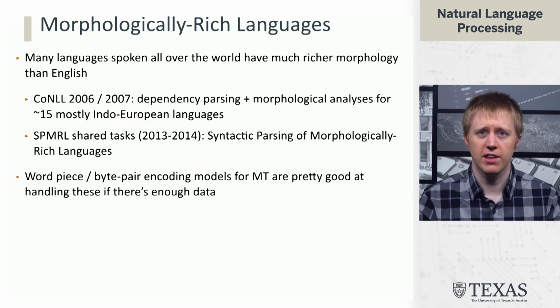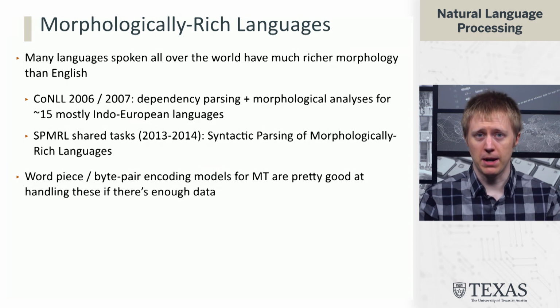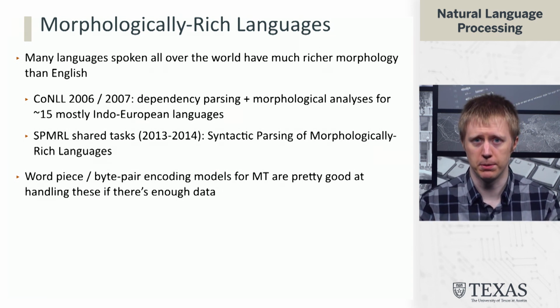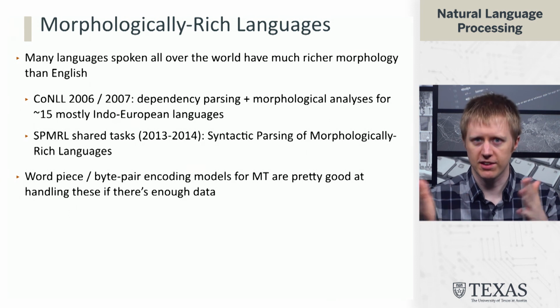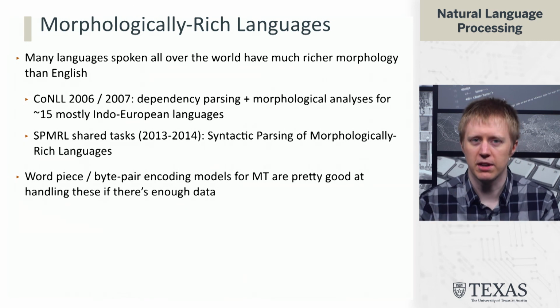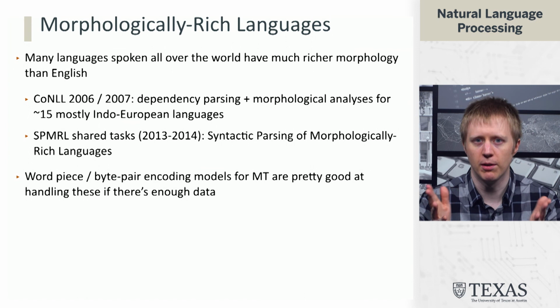So the good news is that a lot of the techniques that we developed for handling machine translation, things like word piece or byte pair encoding models, which showed up in pre-training as well, these could be pretty good at handling these sorts of effects if you have enough data. For example, all these complex suffixes in agglutinating languages, ideally these are the kinds of things that would get broken up into word pieces or subword tokens. And then our model would be able to analyze this in a compositional fashion.